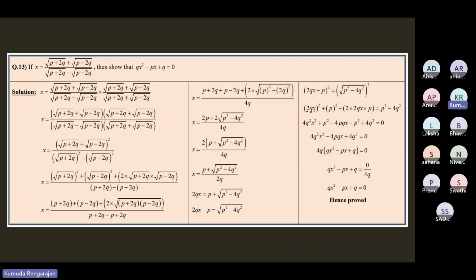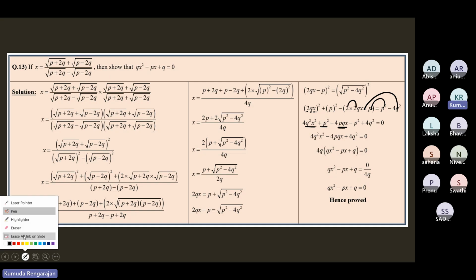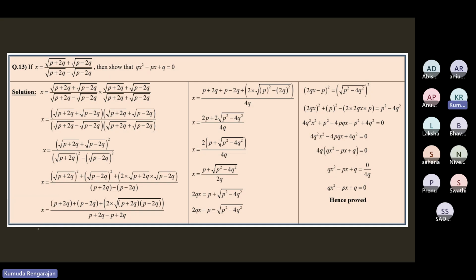Here this will be 4q square x square, plus p square. This is 2 2s are 4, minus 4pqx. And then bring everybody to the same side. So you'll have minus p square plus 4q square is equal to 0. Why are we bringing everything to one side? Because we've got rid of all the square root symbols. So get all the terms to the left hand side. Now when you do that, plus p square minus p square gets cancelled. So you're left with only these three terms, 4q square x square minus 4pqx plus 4q square is equal to 0.